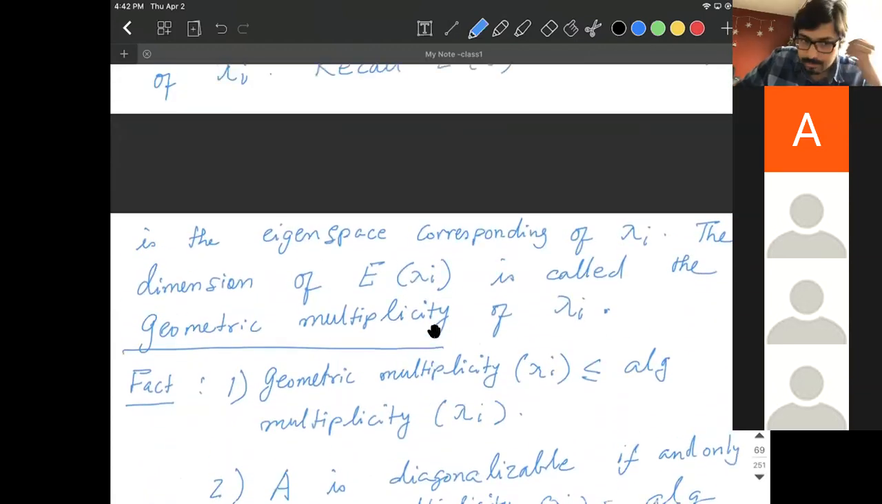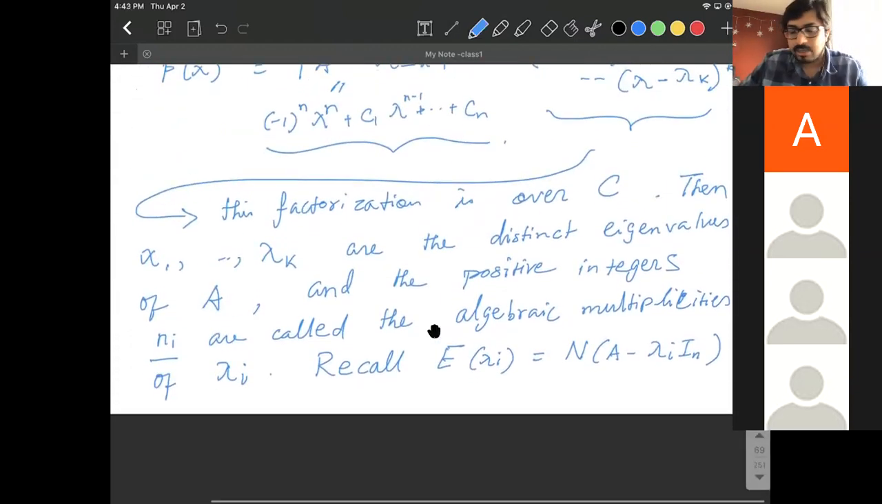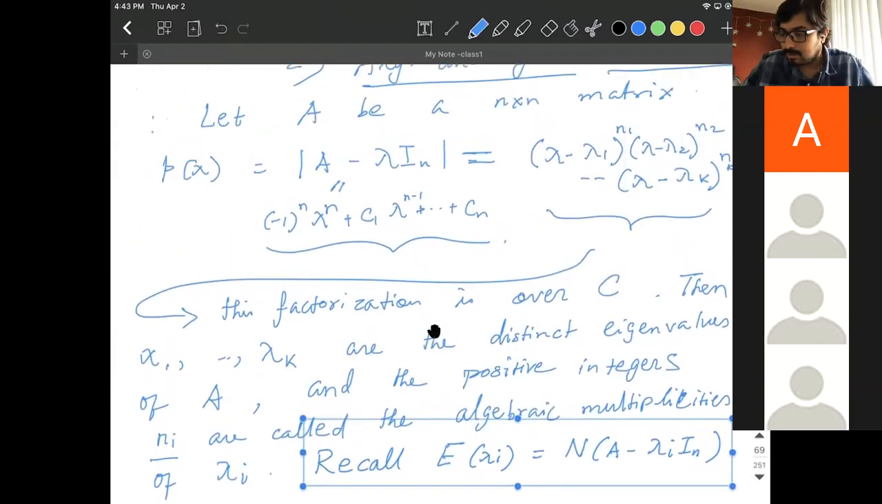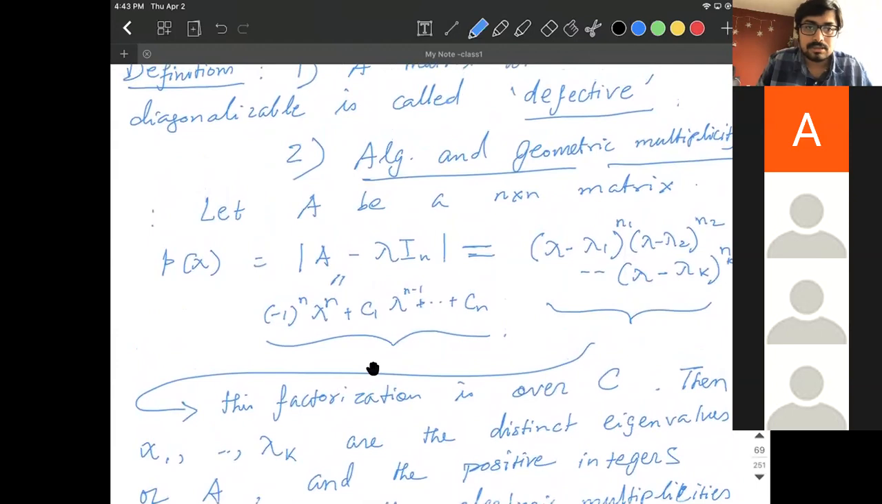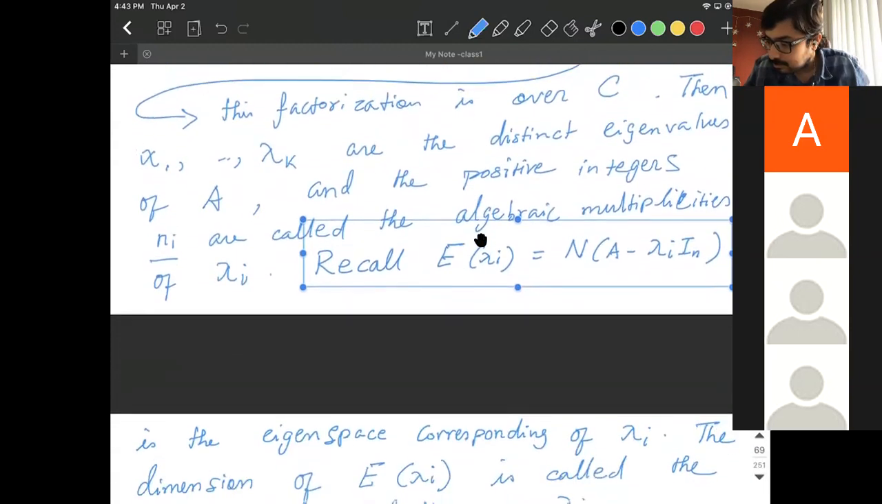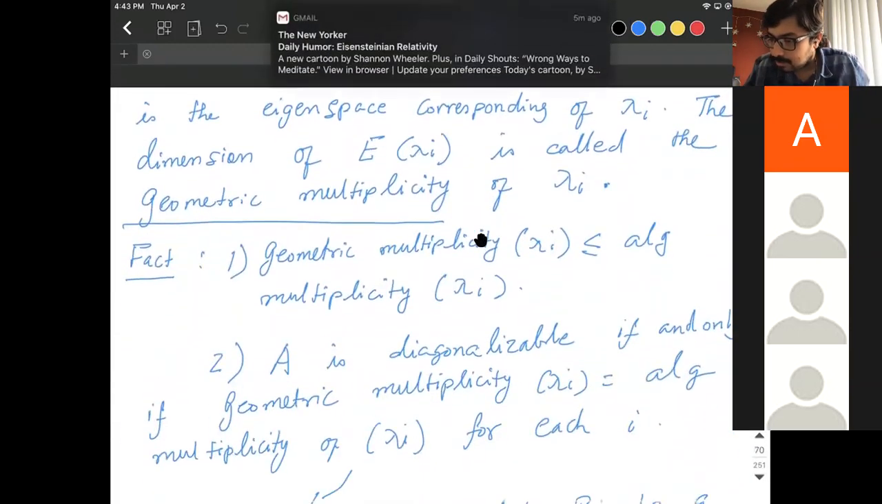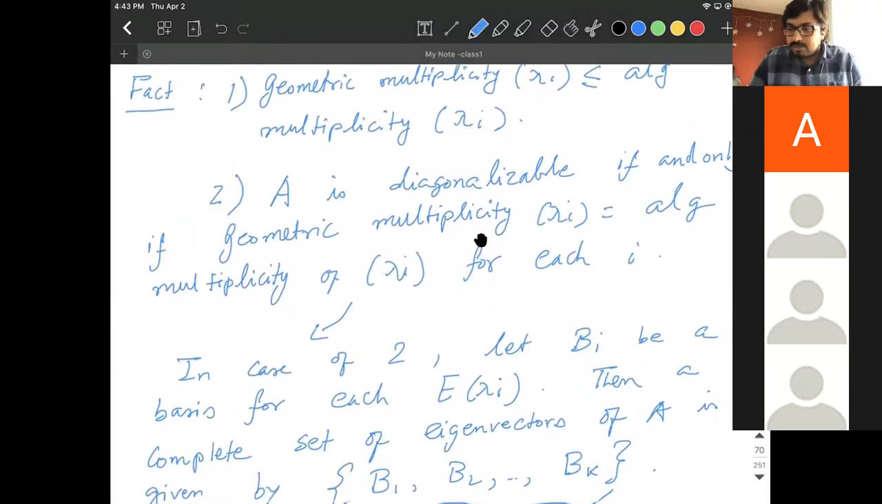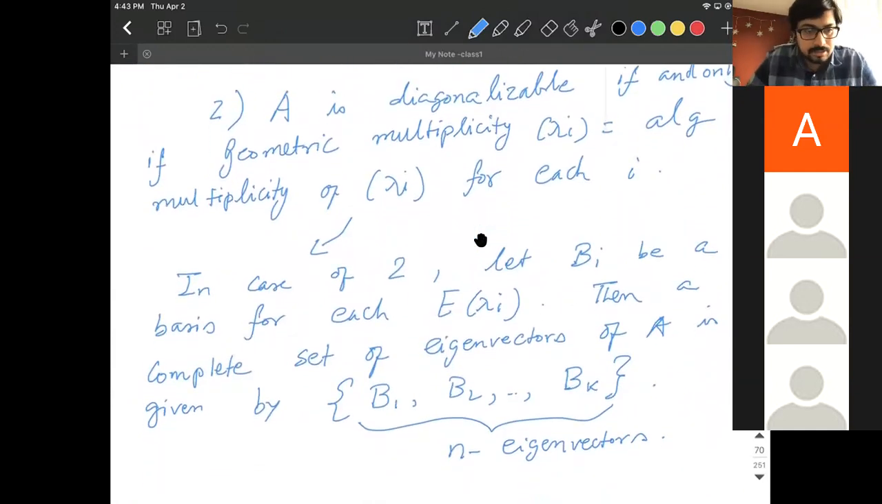So from time to time, you could switch between showing that A has a complete set of eigenvectors and showing that the geometric and the algebraic multiplicity are the same. Especially this condition, that the geometric and the algebraic multiplicity have to be the same, is useful in showing that a matrix is not diagonalizable.